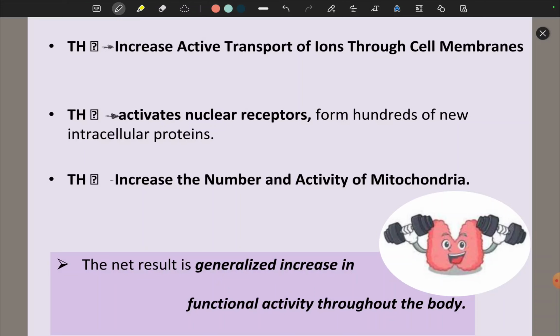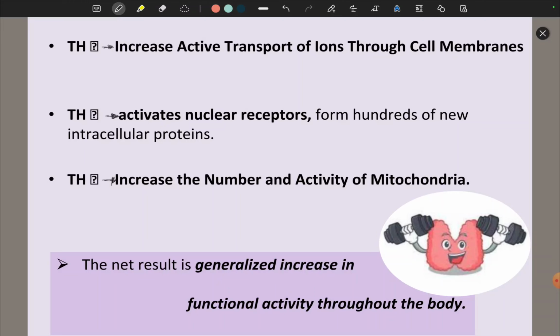Thyroid hormone at a normal level is anabolic, meaning protein formation. But if it increases more than normal, like in thyroid toxicosis, it becomes catabolic. Catabolism increases, with destruction of protein to get energy. So normally there is an equilibrium balance between catabolism and anabolism.